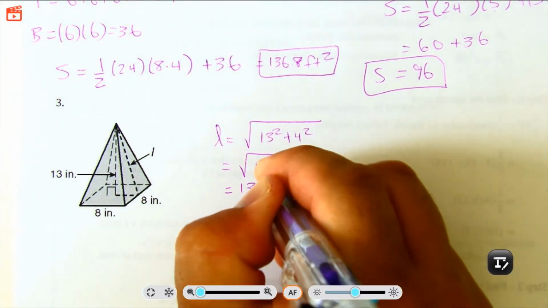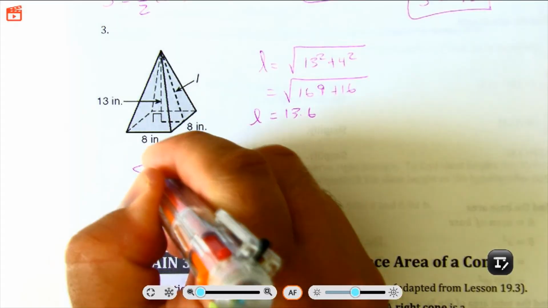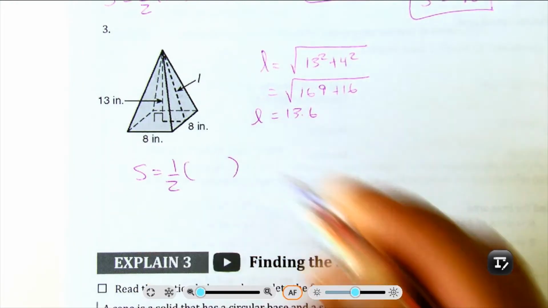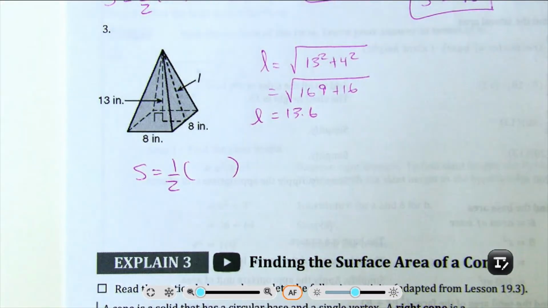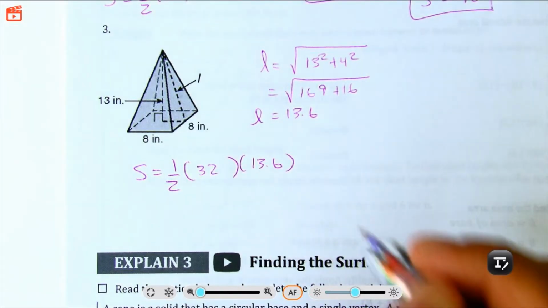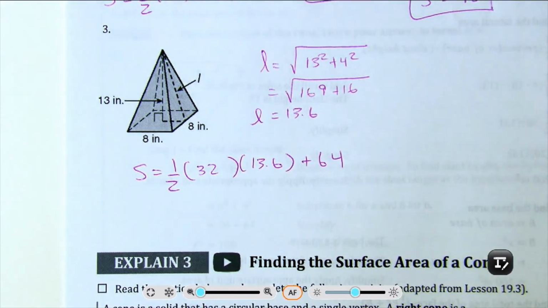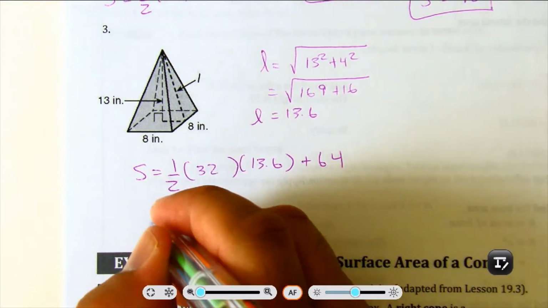So now the surface area is equal to 1/2. The perimeter of the base is going to be 32. The slant height is 13.6. And the area of the base is 64, because 8 times 8 is 64. Typing all of this in the calculator, we have 32 times 13.6 divided by 2 plus 64, which gives me 281.6.